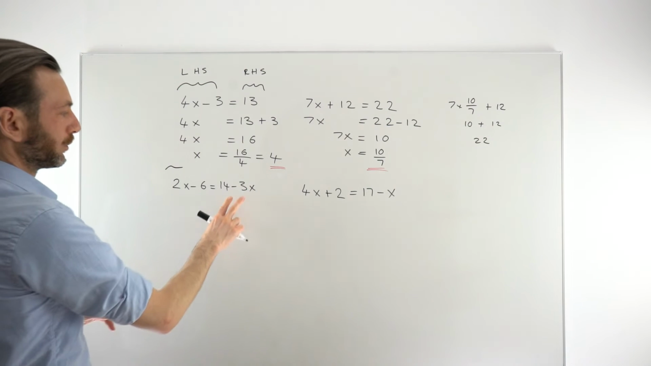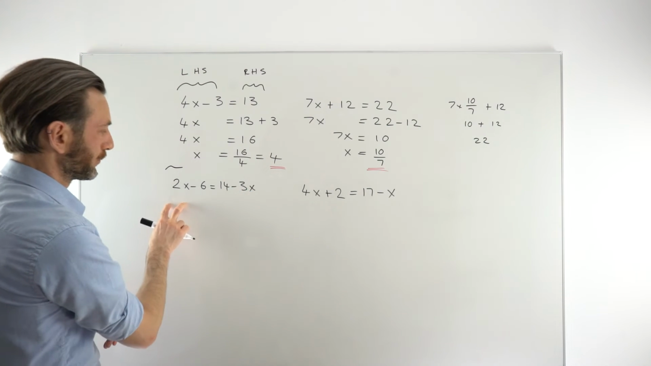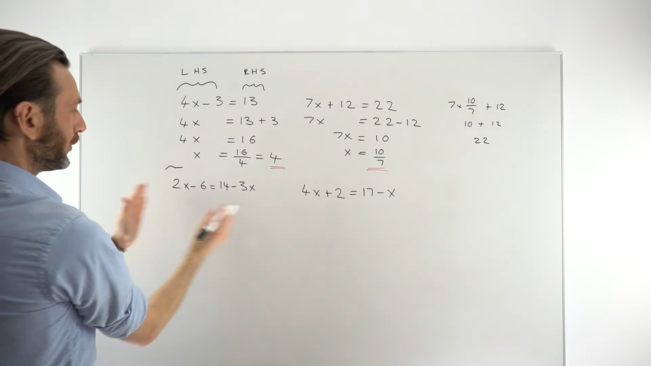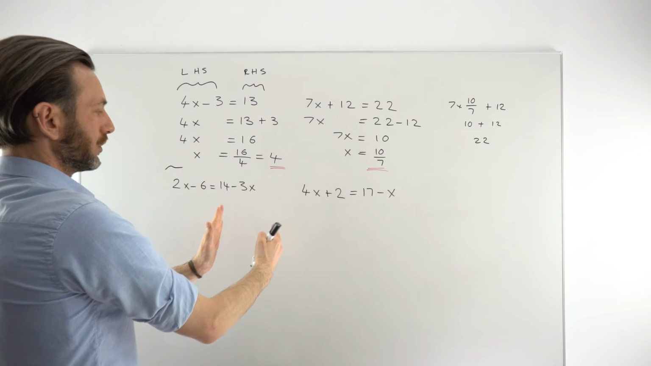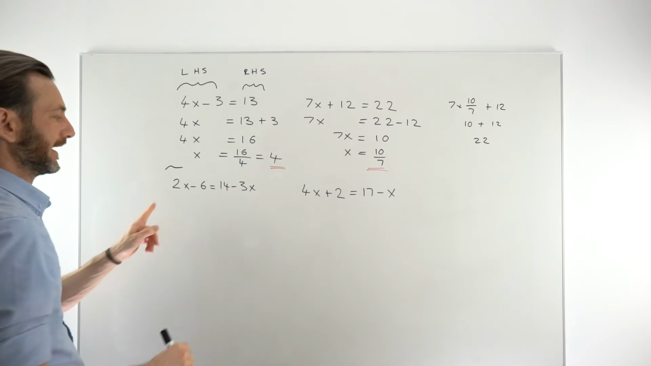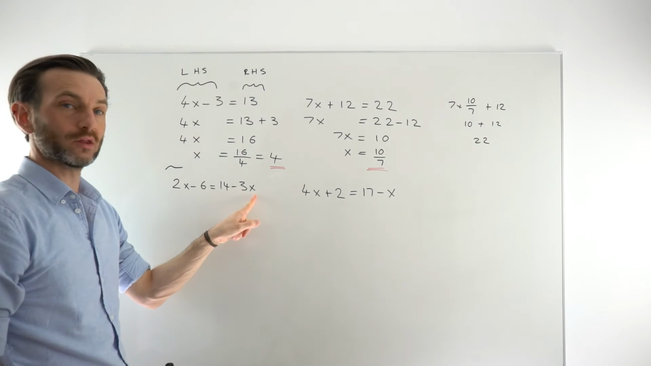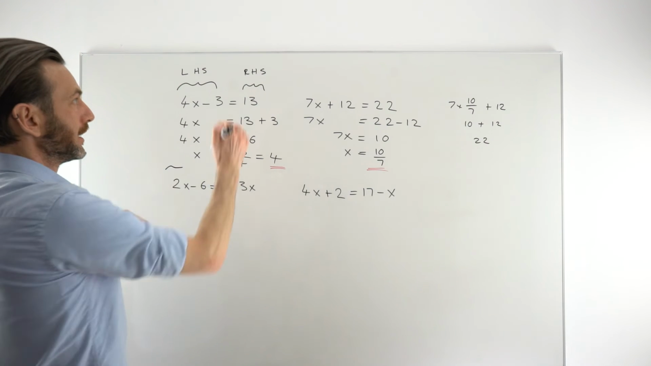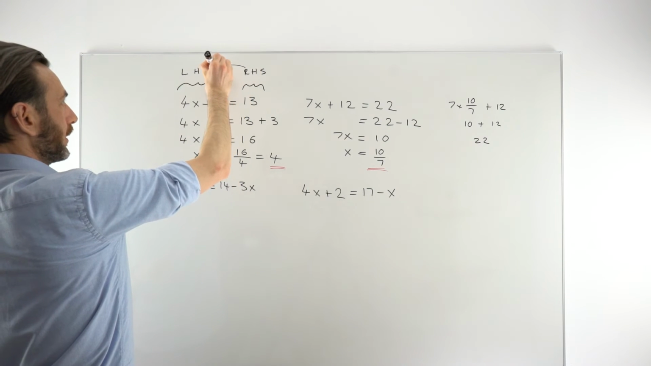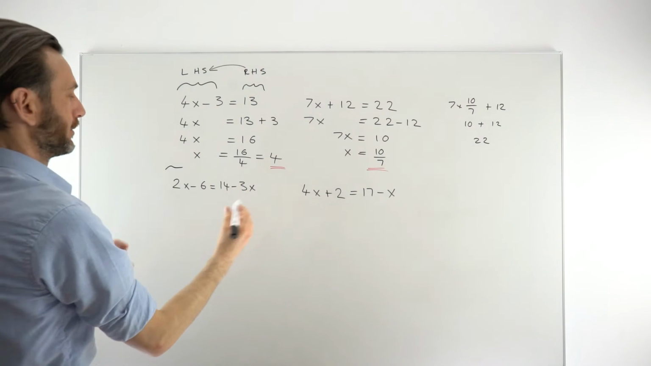What we're going to do with this one though, we're going to start by taking the x terms over to the left. We want to gather all the x's on the left, all the numbers on the right, and then divide at the end. So we've got a minus 3x here. We want to bring that to the other side. So it's swapping from the right over to the left. That means the minus becomes a plus.